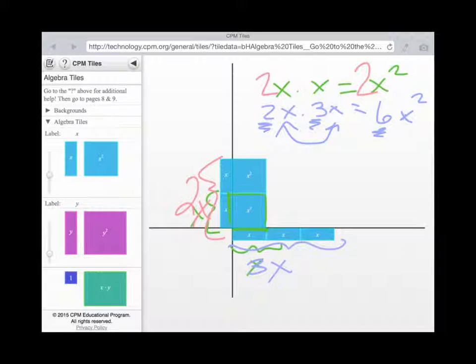Since we don't know what x is, we need to have that 2 up there to say that it's really x times x. All right, so that's a visual representation. Let's move on and we'll just talk about some other examples.